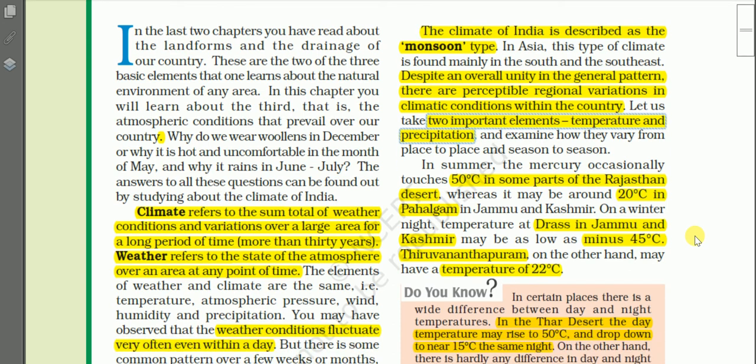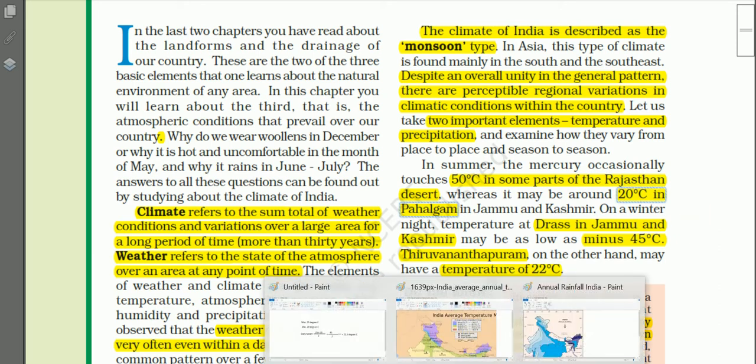So we have an example here. In summer, the mercury occasionally touches 50 degrees Celsius in some part of the Rajasthan desert, whereas it may be around 20 degrees Celsius in Pahalgam in Jammu and Kashmir. Remember, in the summer season, temperature touches around 50 degrees Celsius in some part of the Rajasthan desert, whereas in the same season, it is 20 degrees Celsius in Pahalgam in Jammu and Kashmir.